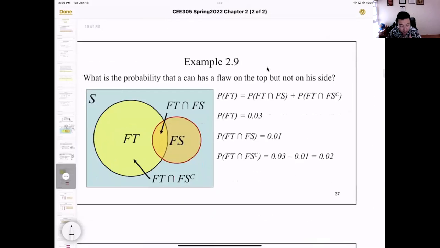All right. If it is asking this, what is the probability that Ken has a floor on the top, but not on its side? So this is Ft, floor on the top. This circle is Fs, floor on the side. We just calculated that the intersection is 0.01. And the floor on the top, this whole yellow circle, is 0.03.